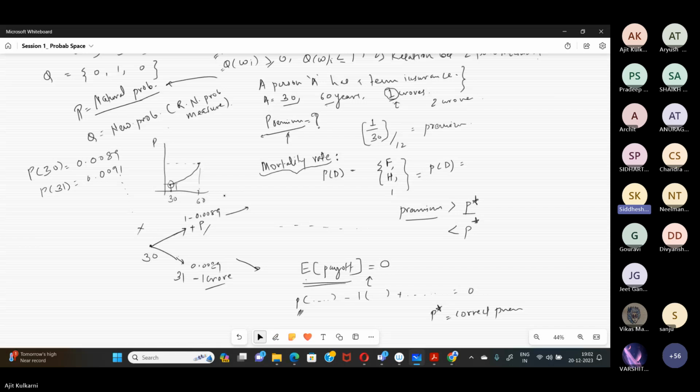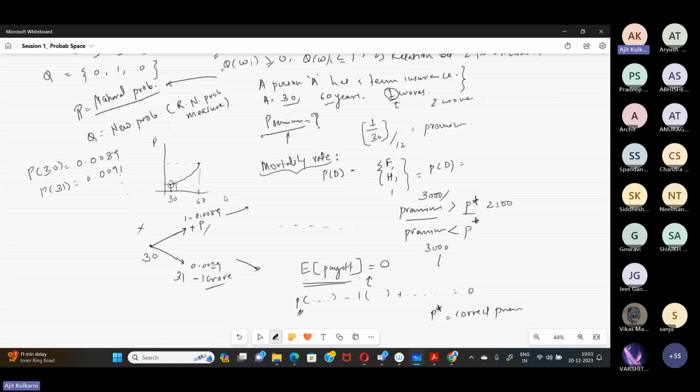The company will be in loss. Why loss? The company was supposed to keep a P star of 2500 rupees, but the company kept 3000 rupees. The company will gain. If it is less than P star, then it will be in loss. But what do we mean by loss? By loss, what we mean is, on an average, the number of claims will be greater than 3000.